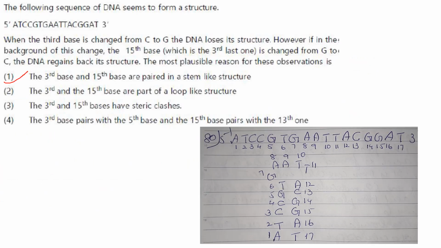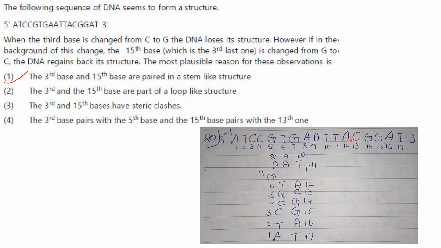Then the next one. The following sequence of DNA seems to form a structure. When the third base is changed from C to G, the DNA loses its structure. However, against the background of this change, if the 15th base, which is the third last one, is changed from G to C, the DNA regains its structure. What is the most plausible reason for the observation? So this is your DNA sequence. I have rewritten it here. There are 17 nucleotides. This is how it forms a stem-loop structure.